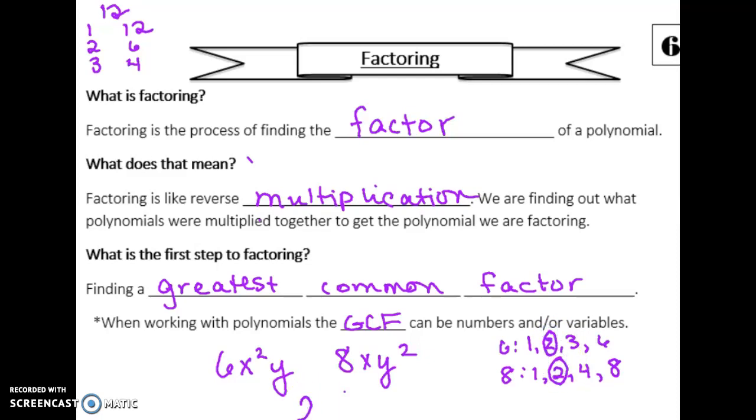All right, so 2 would be the coefficient, and now x, I've got x squared and I've got x. The one that we have in common would always be the one with the lowest exponent, so it would just be x, because x is a factor of x squared and x is a factor of x. And then with our y's, we've got y and y squared, so it would work the same way. The only one we have in common would be a y.